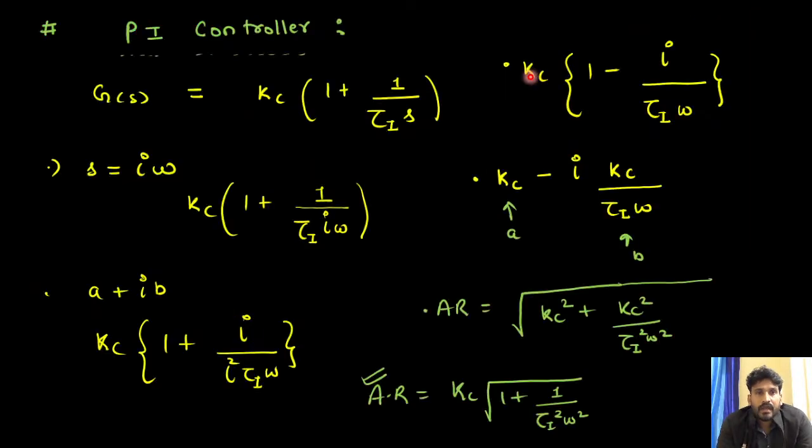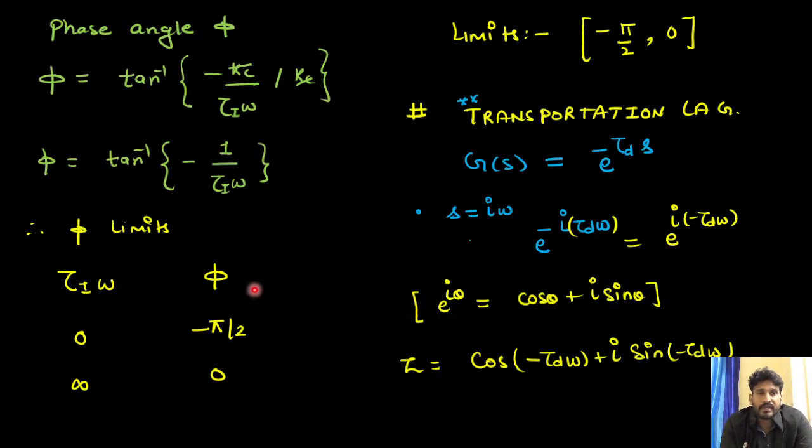Remember this. For the PI controller, AR is Kc times the square root of 1 + 1 divided by τI²ω². If you remember this, well and good. Otherwise, just put s = iω, convert to A + iB, and calculate AR and phi. No worry. If we talk about phi for the PI, then phi is tan inverse of minus 1 over τI ω. And these are the phi limits, which is a very simple thing, trigonometric and nothing else.